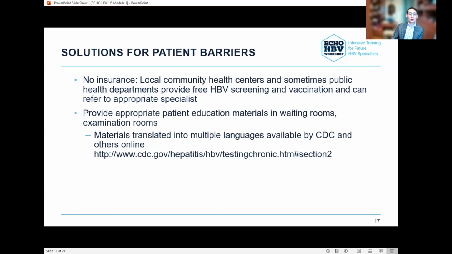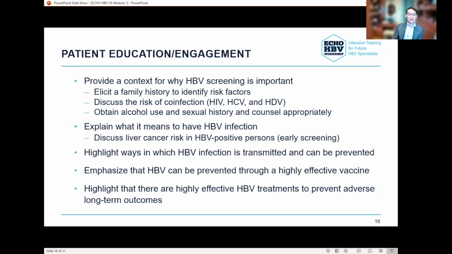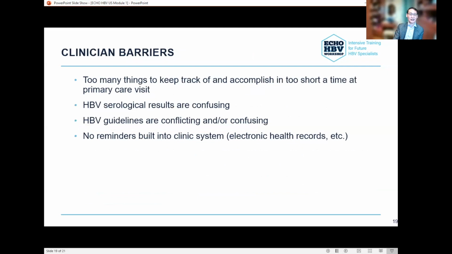The solutions, of course, with this new CDC guideline: we would expect that all insurance should or will cover the screening and vaccination, and also provide appropriate patient education. You have to explain to your patient why it's so important to screen for hepatitis B, because of the complications and very bad consequences affecting survival. So patient education is the key. Not only the physician talking to the patient, but healthcare providers or your assistant can explain to them the need and the new CDC guideline, that they should at least receive one-time screening. And that will change the outcome if they can be diagnosed and manage the disease in an early stage.